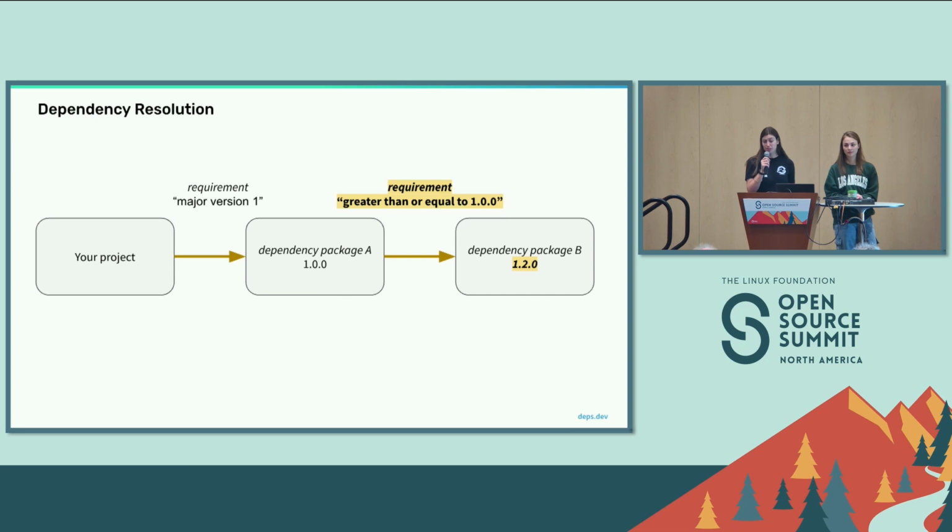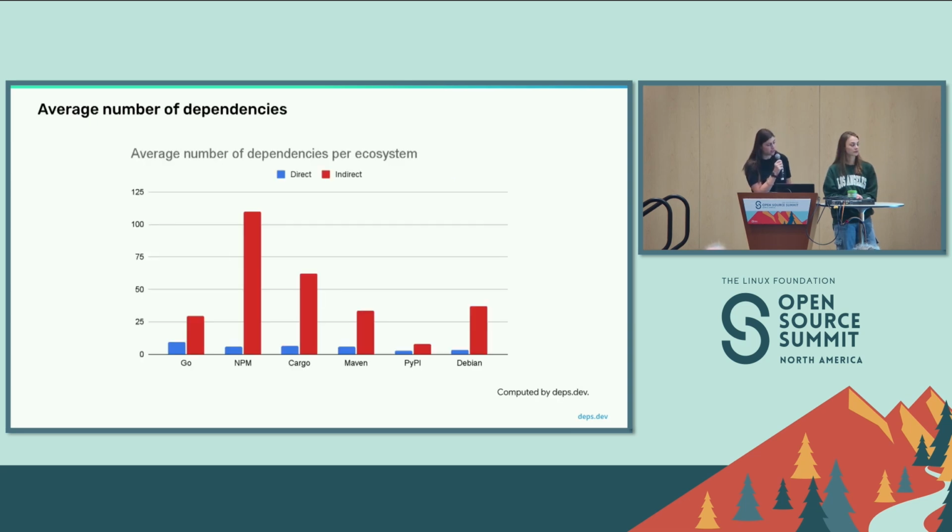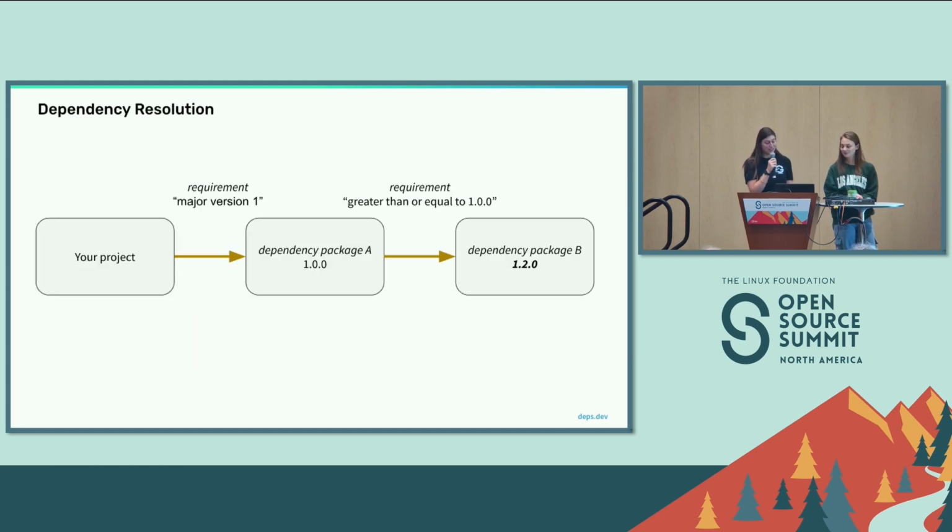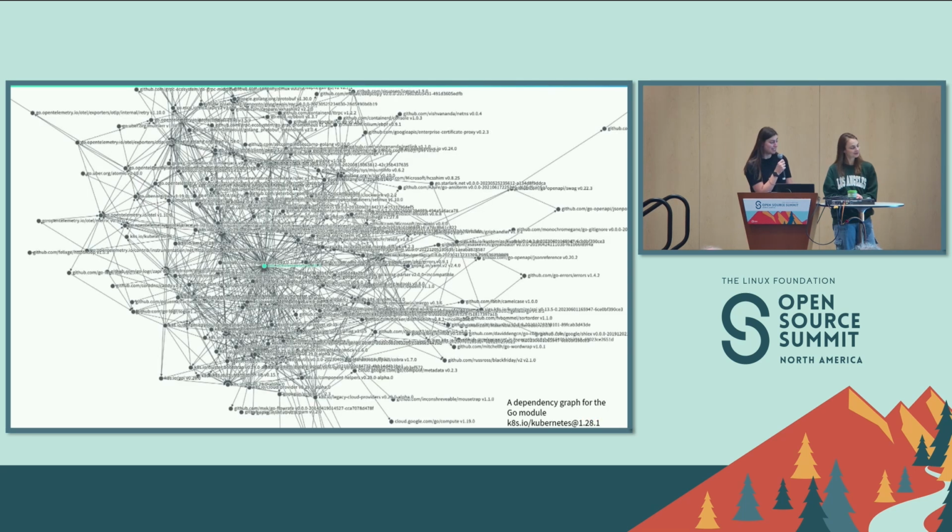And a project doesn't typically have 1 or 2 dependencies. As you can see on this graph, there's a lot more. For example, NPM has more than 100 indirect dependencies, and Cargo over 50. So your dependency graph is less likely to look like this, and much more likely to look like this. Yes. This is Kubernetes at version 1.22.1.